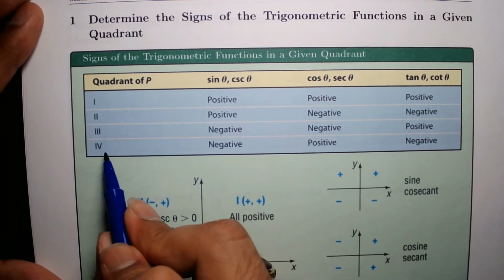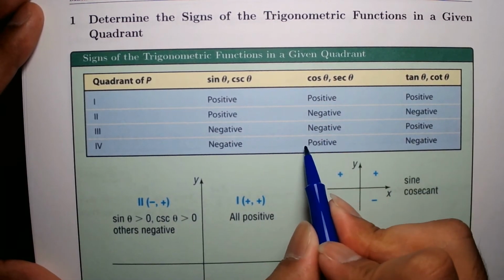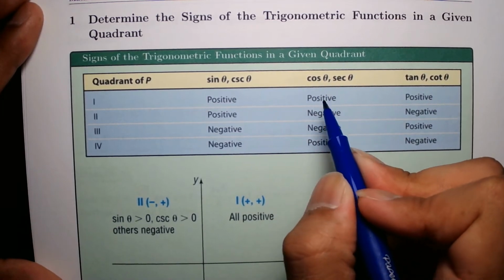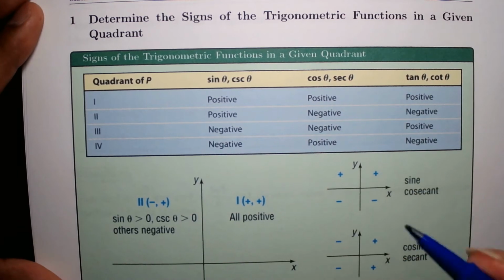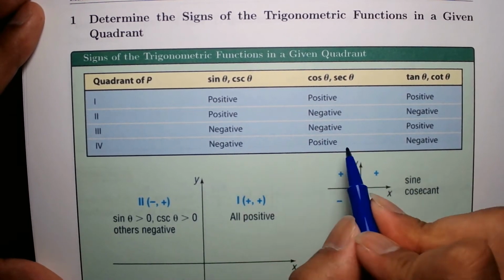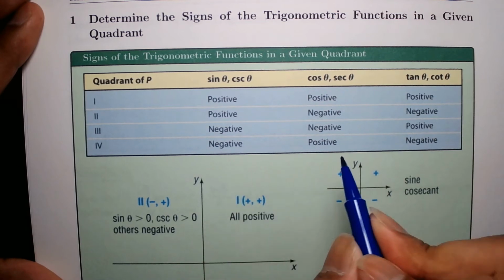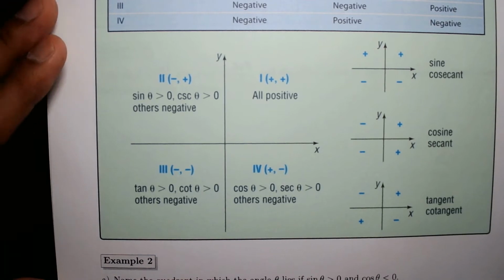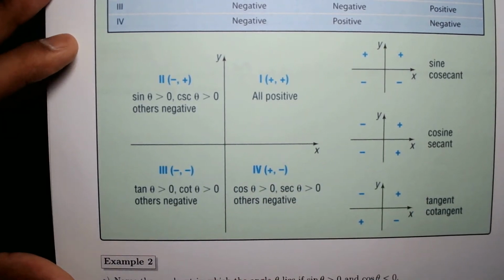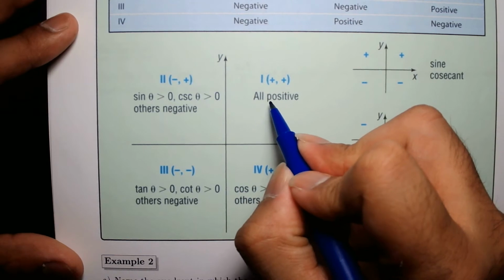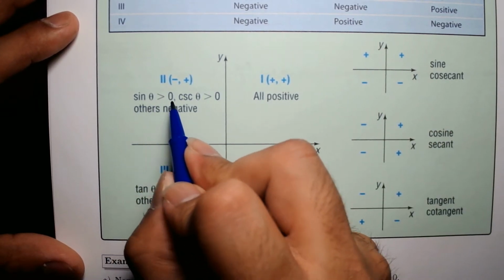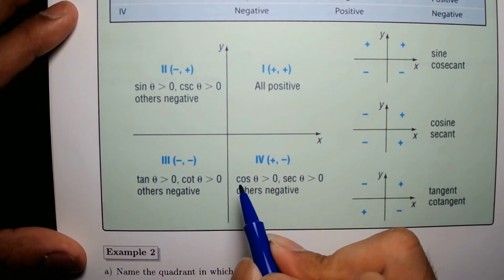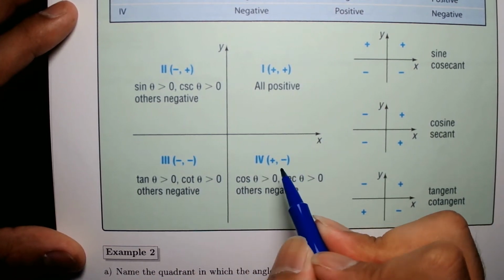And in the fourth quadrant, only cosine and its inverse, secant, and I mean its inverse, not its co-function, are positive. The remaining four functions are negative. In a more visual way: quadrant 1, all positive. Second quadrant, sine and its inverse are positive. Third quadrant, tangent and its inverse, and cosine and secant in the fourth quadrant are positive.